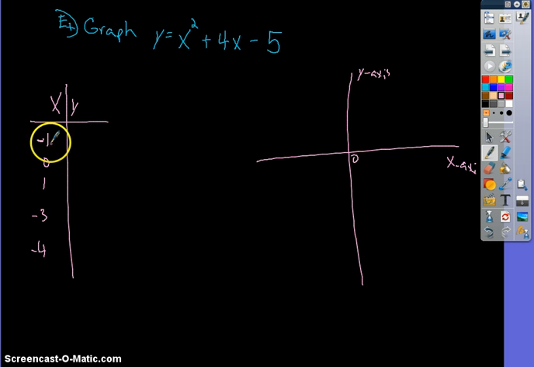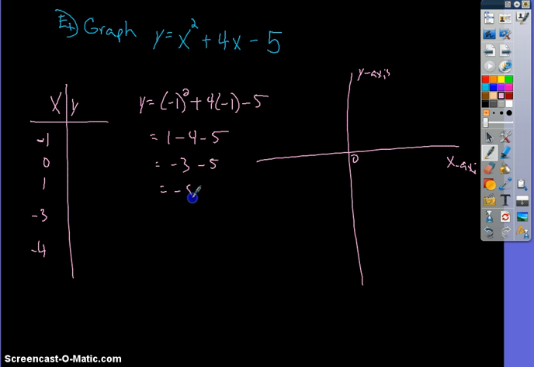And you can plot these numbers. How would you plot them? Where it says x is -1, what is the output for y? So you take -1, you plug it into this equation. So that would be y equals -1 squared plus 4 times -1 subtract 5. And you would now see that that's equal to 1 subtract 4 subtract 5. It's -3 subtract 5, -8. So at -1 the output's -8.